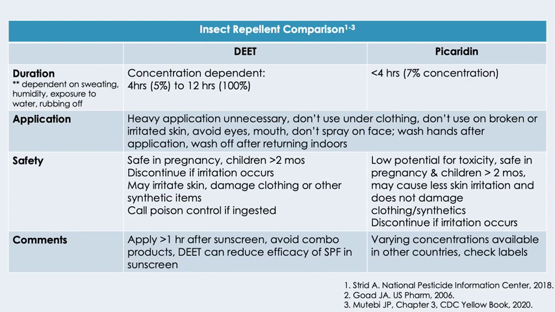First of all, with DEET, it can affect the efficacy of SPF sunscreen. And so we need to be careful about when and how it's applied. Ideally, you're applying DEET at least an hour after you've applied sunscreen, and really avoiding combo products. Not only are they maybe more expensive, they seem convenient, but a lot of times you're going to have sunscreen and repellent that should be applied with varying frequencies, and those two often don't match up.